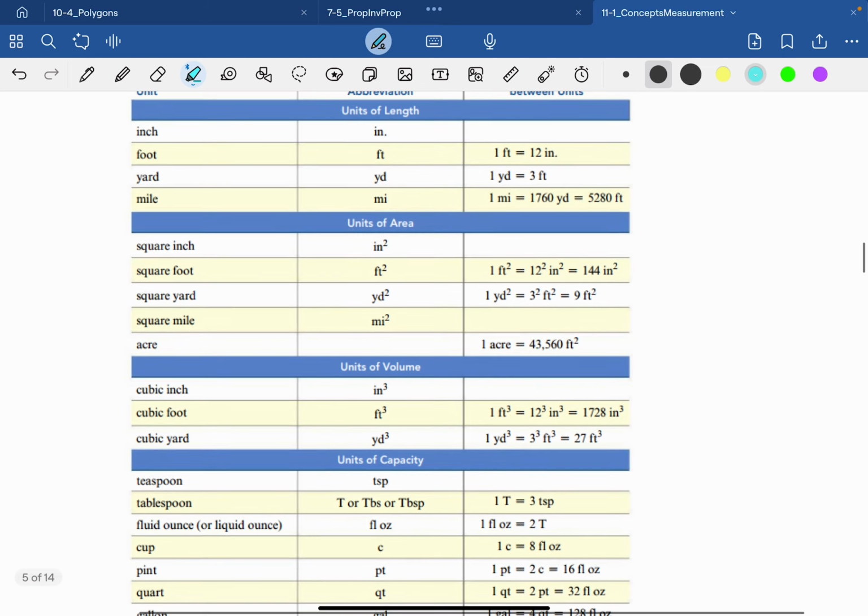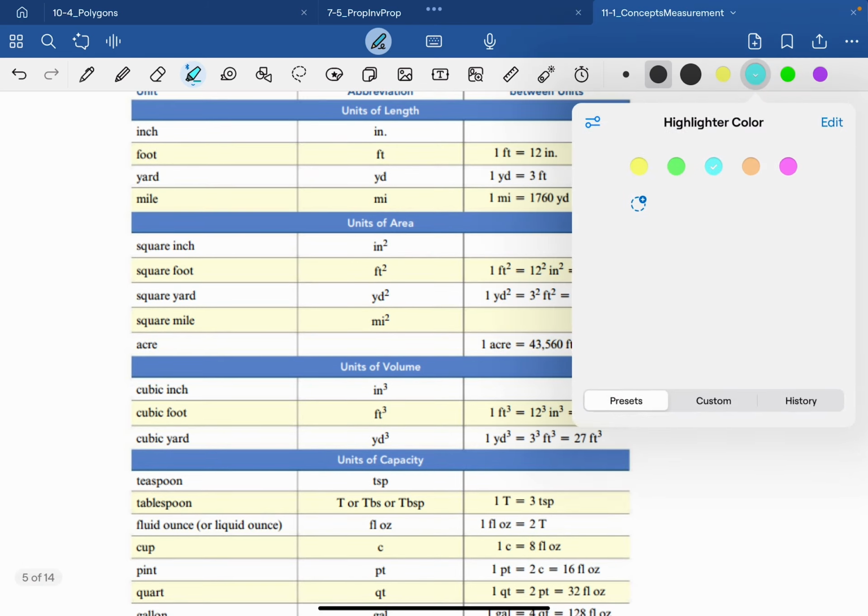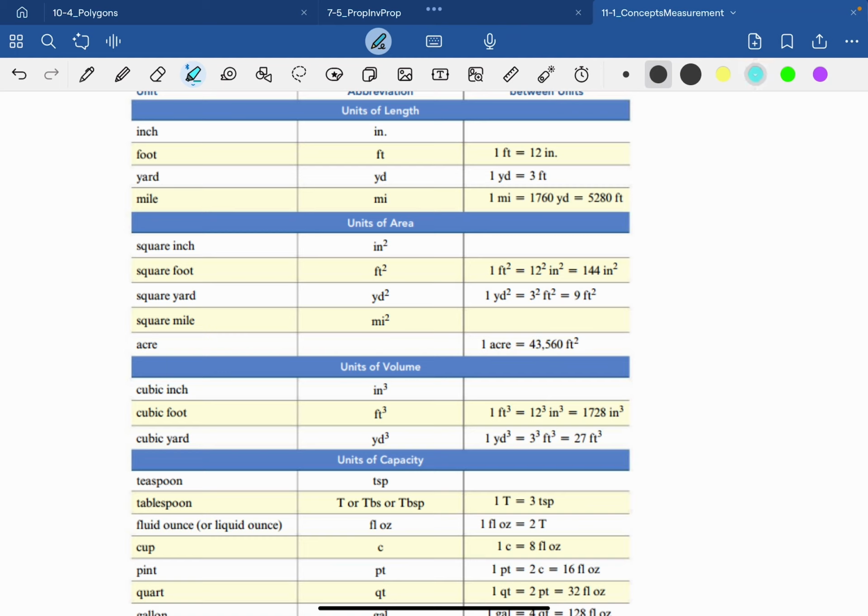There are some interesting things here off to the right that I want to draw your attention to. For example, we know that 1 foot is 12 inches, 1 yard is 3 feet, and then 1 mile turns out to be 1,760 yards or 5,280 feet. So, conversions over there, how to get from one to the other.